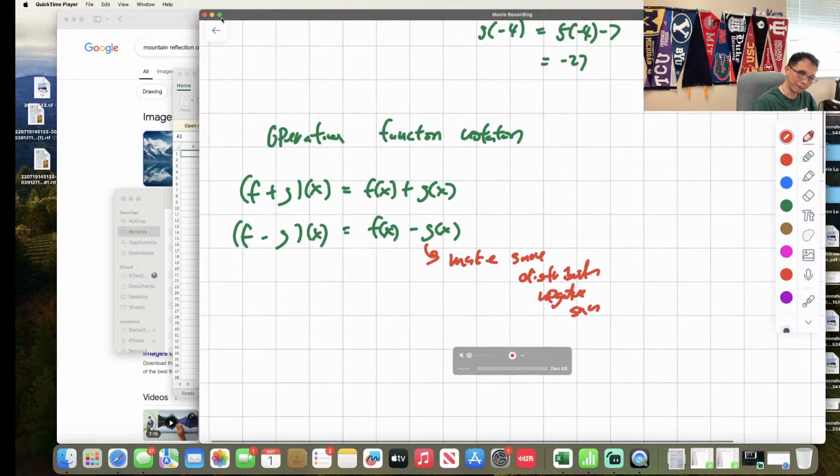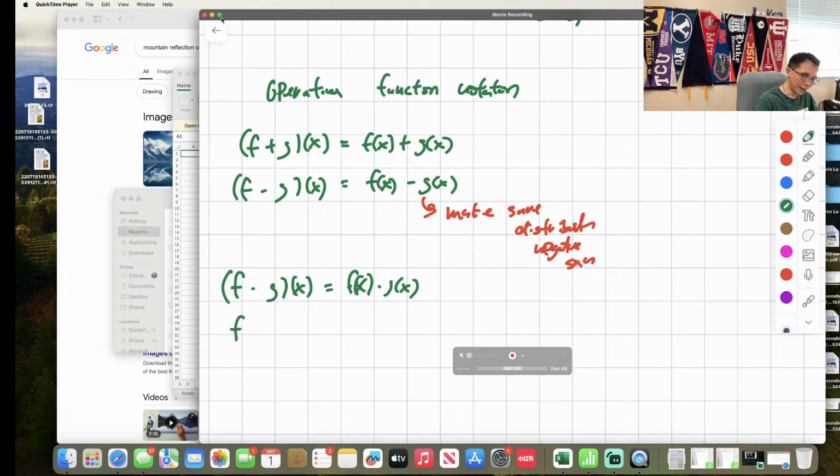Okay. Now what are the other ones? f dot g. That means f of x times g of x. f over g of x, like this, that means f of x over g of x. Now this one has something special. g of x cannot equal 0. If it equals 0, it's no longer a function. So f over g is equal to f of x over g of x.